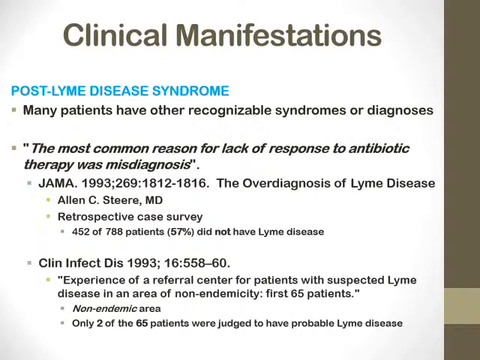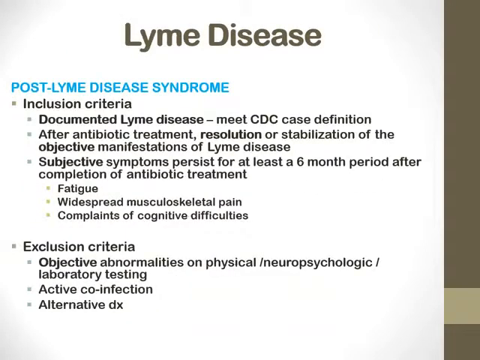Important to know that a lot of patients who are referred to Lyme disease specialists do not have Lyme disease. The first study cited up here is actually from a Lyme endemic area, and as you can see, 57% of the patients referred to a specialist did not end up having Lyme disease by objective criteria. In a non-endemic area, an even smaller number. Now here in West Virginia, we are sort of peri-endemic, as we're going to talk about in the next few slides.